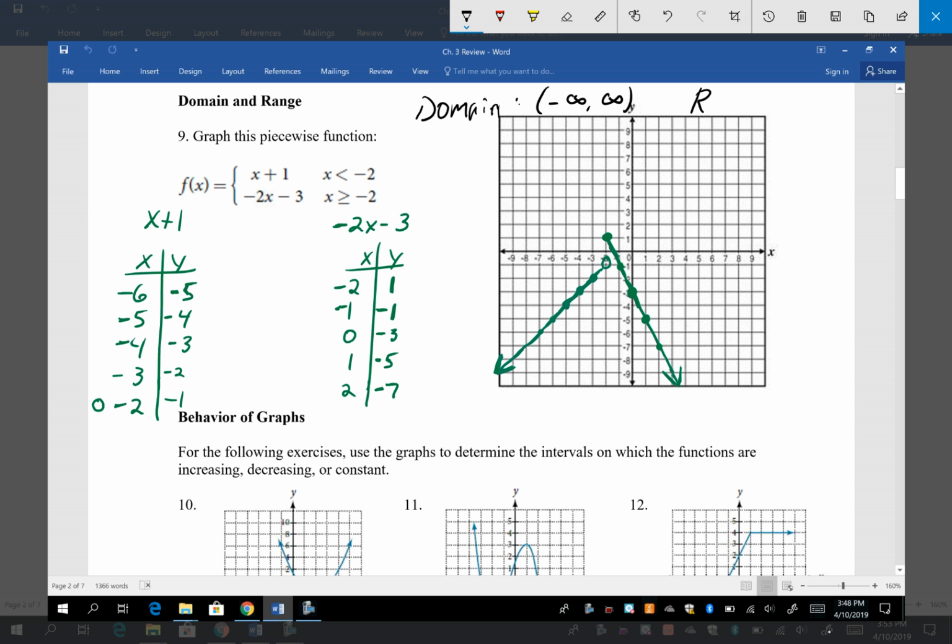What about the range? What's the lowest y value? Where are the arrows going? Negative, right? So we have negative infinity. But what's the highest y value? The highest point is here. What's that y value? 1. Is it included? Is the circle closed? So it'll be a bracket.